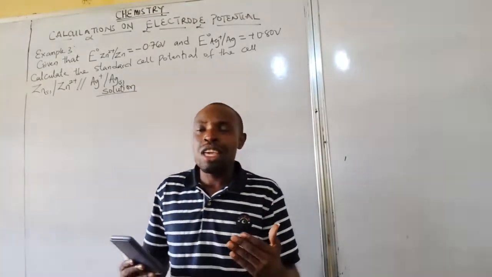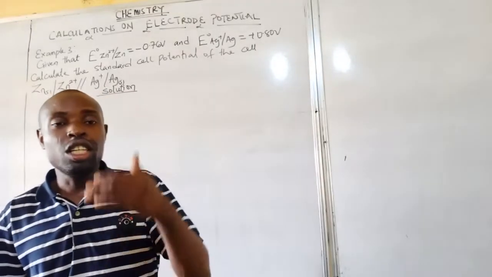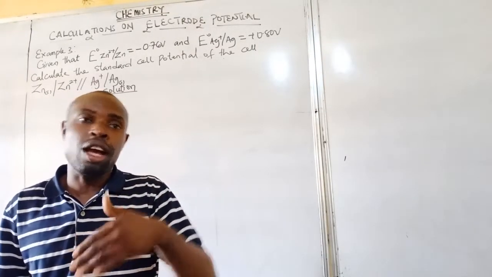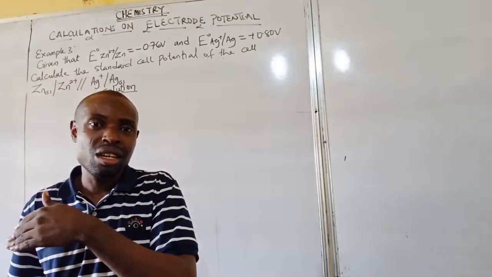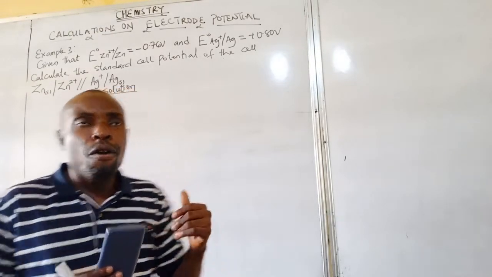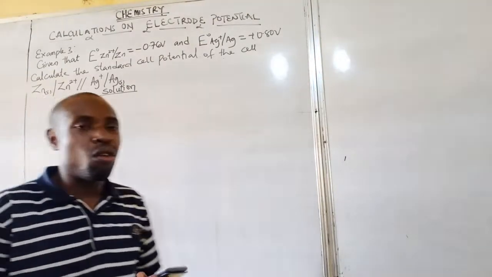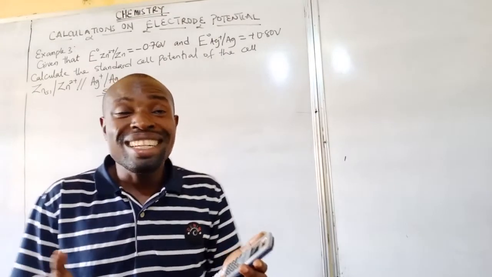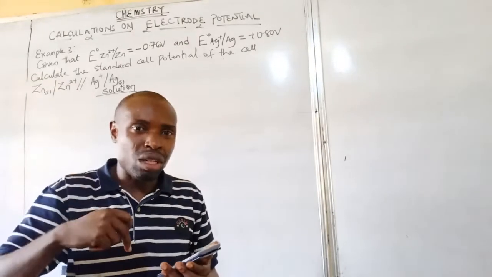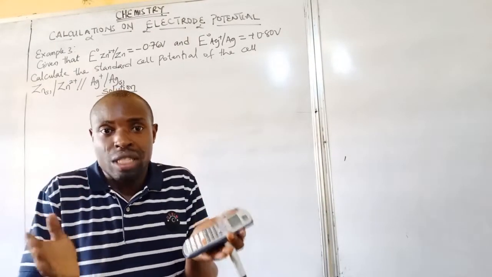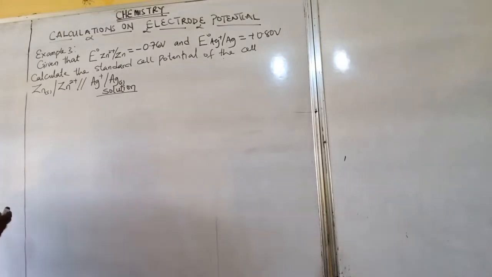Now, I would have said let us make use of the formula that says E naught cell is equal to the E naught ordinate, the E naught oxidation minus the E naught reduction. But the reason why using that formula now will be a little bit confusing is that since we're giving the cell notation, we need to know whether the reaction is feasible or not. But not to waste time, we'll just do the direct method so that we save time and understand it. The direct method is very simple.